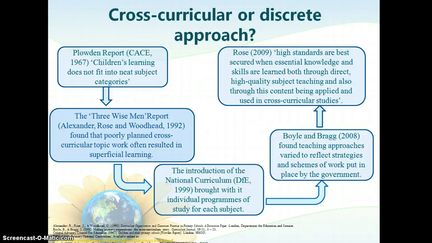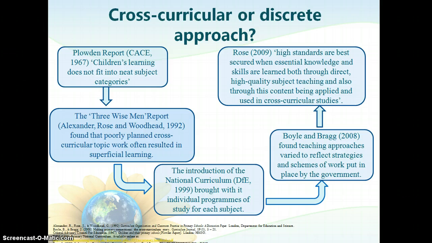A cross-curricular approach to education involves combining various subjects which share one common theme, whereas discrete approaches focus on teaching each subject individually. The Plowden report has been one of the most influential in this area, showing much support for cross-curricular approaches, however also finding discrete teaching approaches to be of relevance in later primary education. The Three Wise Men report again gave us conflicting ideas.